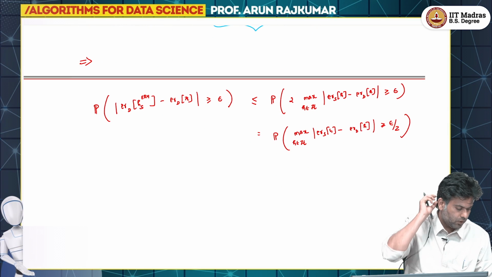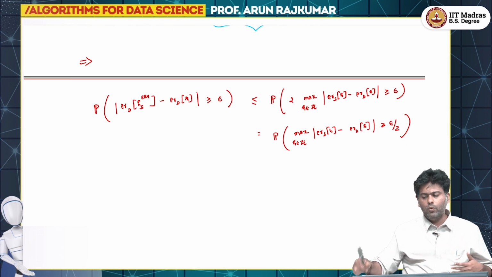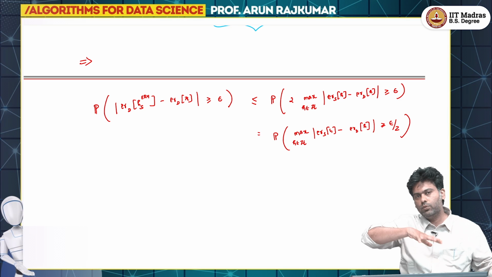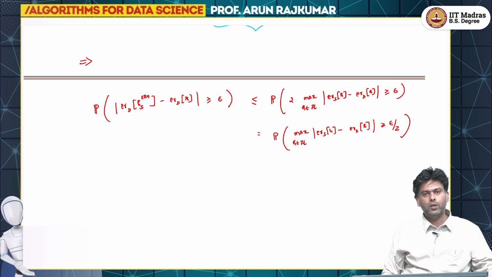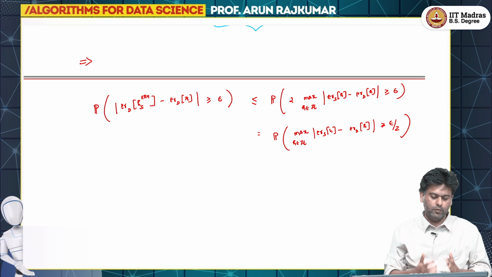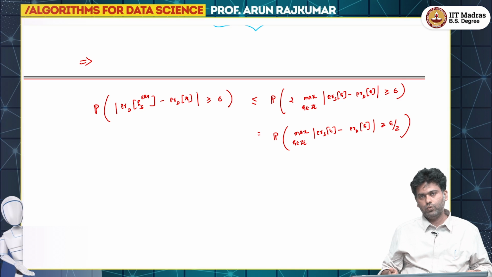The 2 has just gone to the other side, and now, in a finite hypothesis class, I can replace this with a union bound. This is exactly what we did for our uniform convergence. So, what we have massaged to bring to the right hand side is something that we already have controlled, which is the maximum difference between the train and the test error of any classifier that I choose.